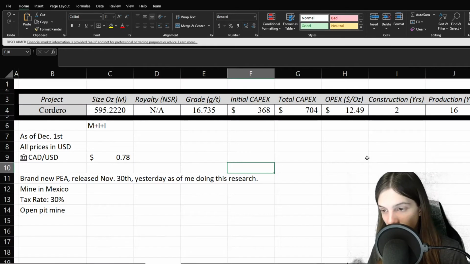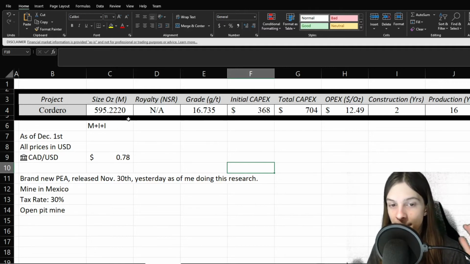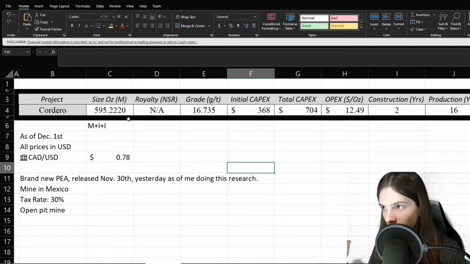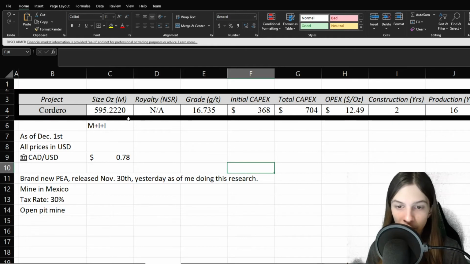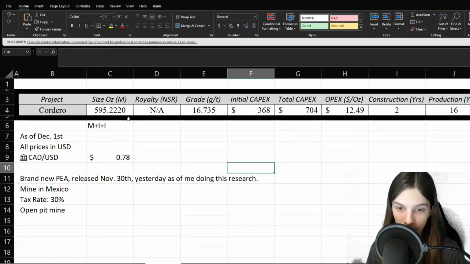Though when we go to the project overview here, I converted all this kind of stuff, and we see it's actually $12.49 per actual silver ounce. And so they have 595 million ounces of silver in the ground. That is massive. That's the biggest, like I said earlier, of the precious metals juniors I've looked at so far. And then royalty, I'm not sure. I didn't see any mentions of a royalty, and so N/A there.